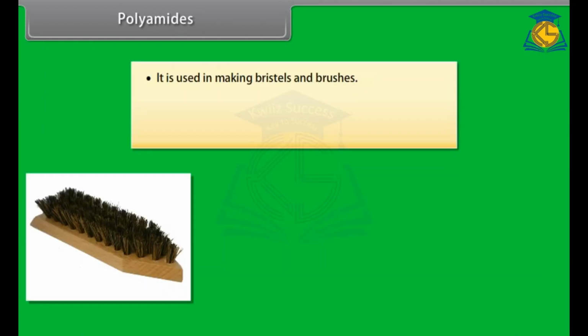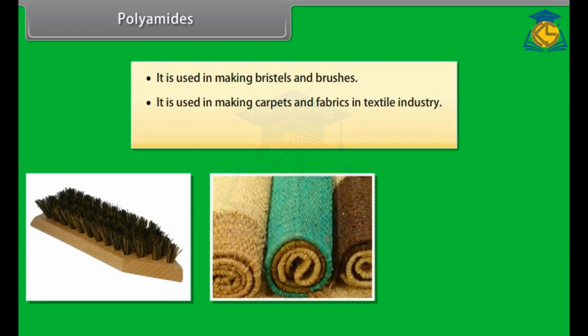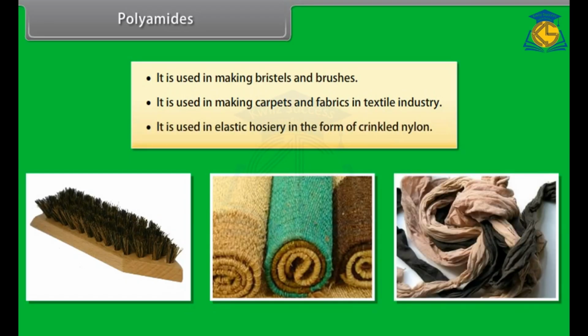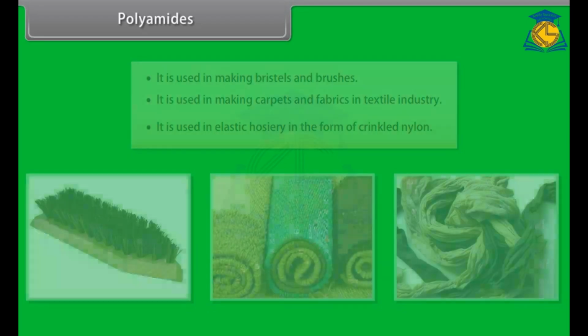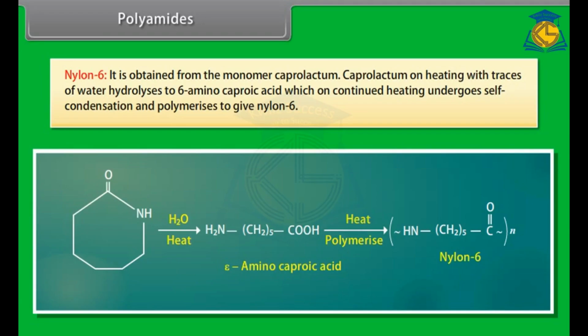It is used in making bristles and brushes. It is used in making carpets and fabrics in the textile industry. It is used in elastic hosiery in the form of crinkled nylon. Nylon 6. It is obtained from the monomer caprolactam.